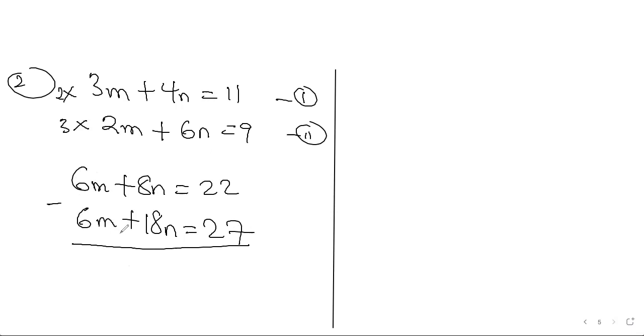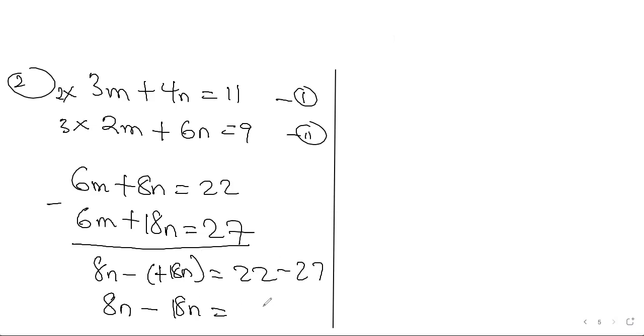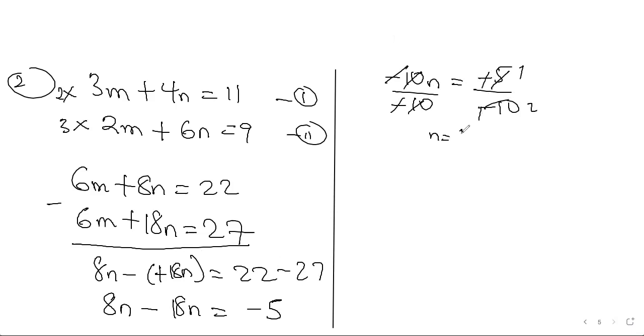And I will have 8n minus 18n, equals 22 minus 27. So 8n, minus times plus is minus 18n, equals 22 minus 27, which is minus 5. So you have 8n minus 18n will give you minus 10n equals minus 5. Then you divide both sides by minus 10, and n will be half.